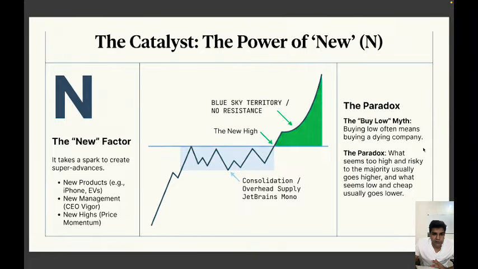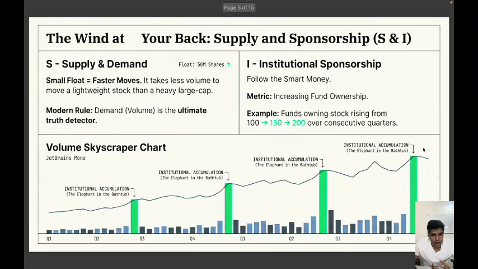Now the N stands for newness, the new factor, which is whether the company is bringing any new product to the market which can spark the interest of investors and create future business value or future economic value for the business in times to come, meaning it has a promising future if they're producing new products. New management is also a newness factor. Like if a new CEO has come, and he's willing to make some changes to take the company forward.